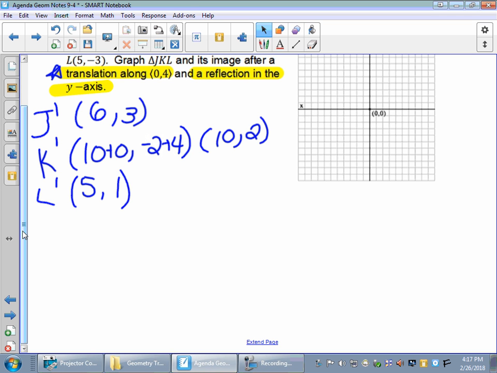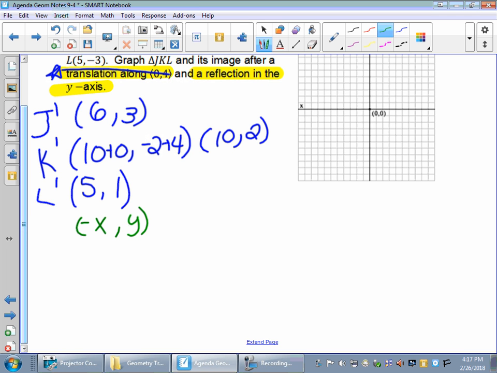Here's where this new stuff comes in. I've already done the translation along 0, 4. So what I'm going to actually do is just cross that out. It's already done. I want to follow that by a reflection over the y-axis. That means my rule still applies. A new rule for the reflection on the y-axis or over the y-axis. You guys are all going to tell me what this is. I know you know it.